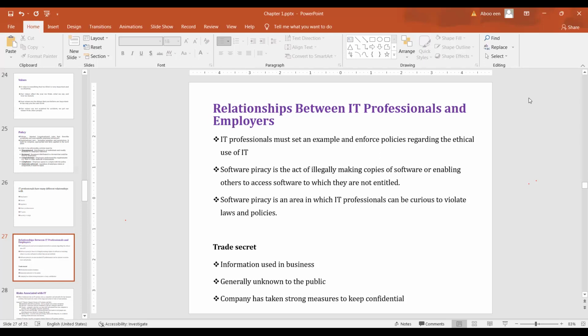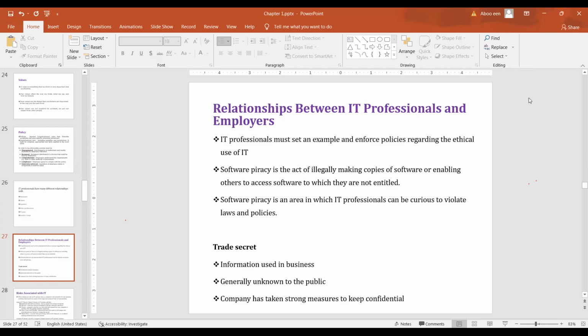What is the legal arrangement for this kind of work, when an employee makes a number of illegal copies, or misuses our organizational licensed versions of these software? What are the negative consequences or legal arrangements for this misuse or misbehavior? All should be communicated. Software piracy is an area in which IT professionals can be tempted to violate laws and policies.